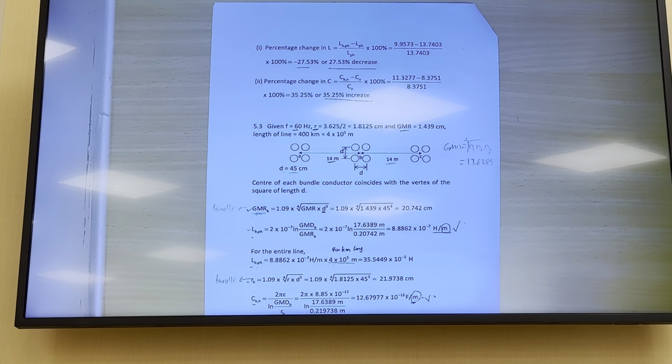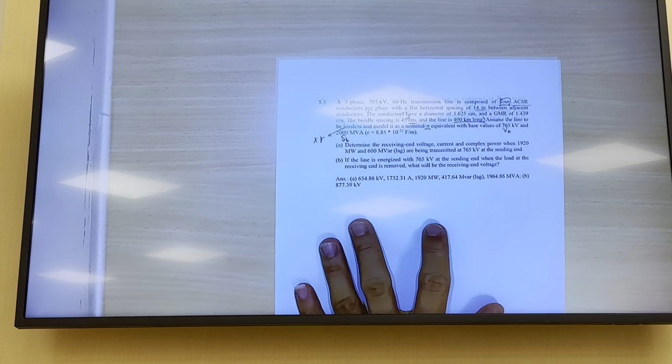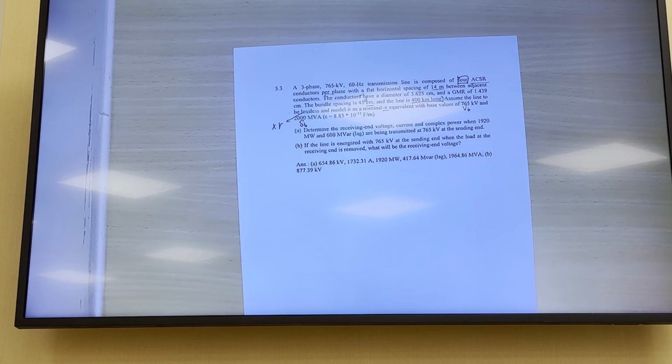Let's move to 5.3. It is a combination question for calculating the parameters and also the transmission power and transmission current. I remember 2 years ago, one of the final exam questions was very similar to this one. So please be careful about this question.